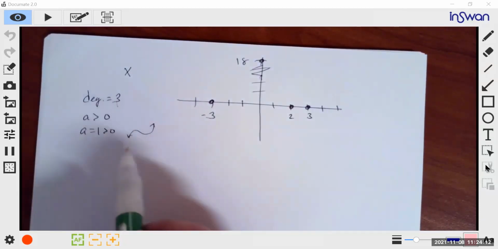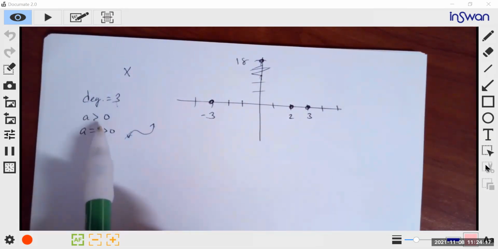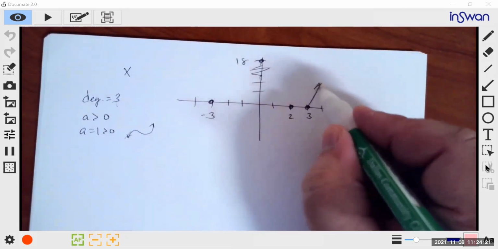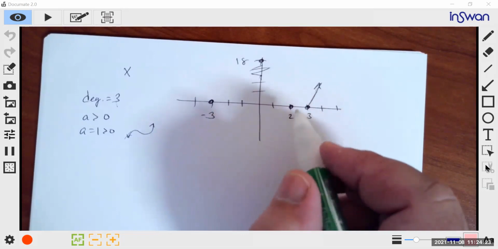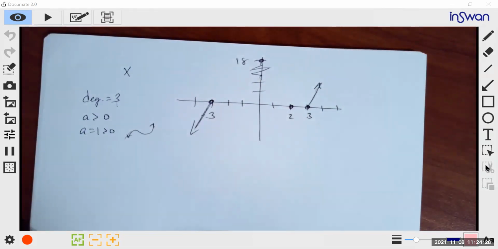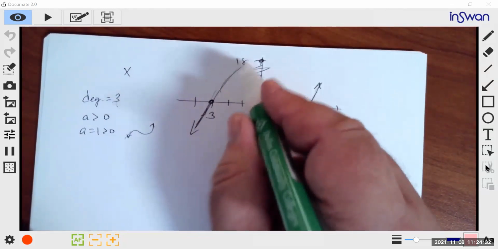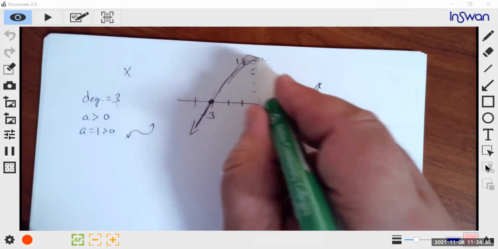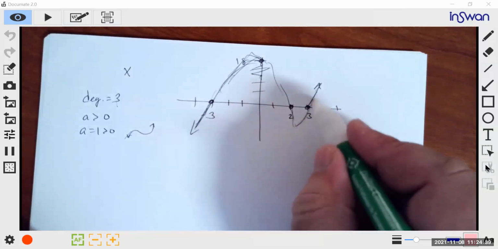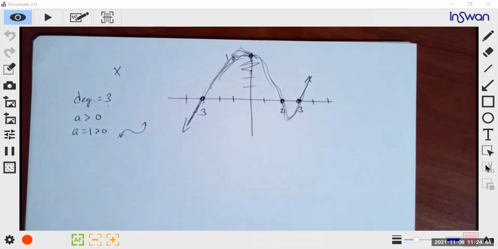Because the degree is odd, both ends have to point opposite directions. And since the leading coefficient is positive, that means the right-hand side goes up. Since the right-hand side goes up and they have to go opposite directions, that means the left-hand side has to go down. I don't know what's going to happen in between, but I do know that here it crosses and there it crosses. It'll have that basic shape.